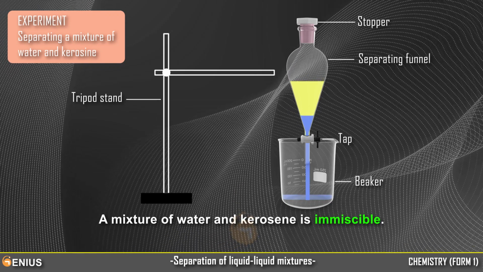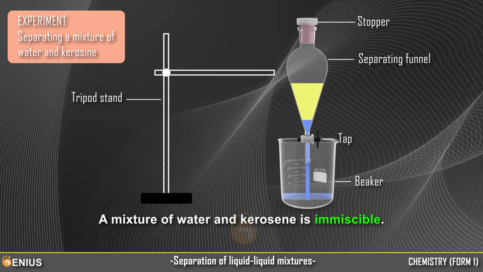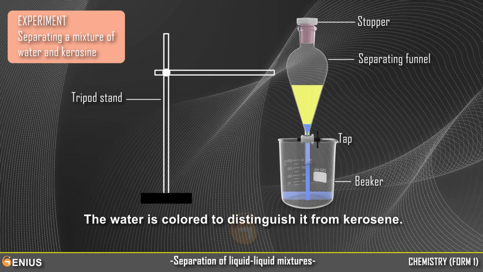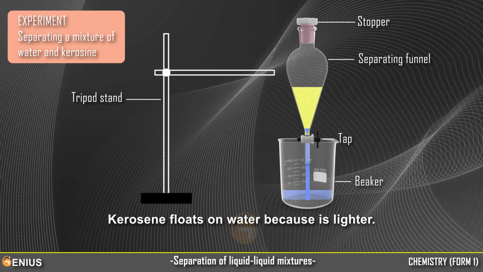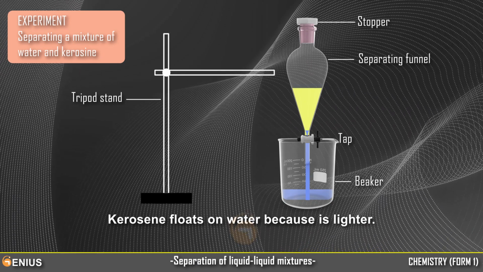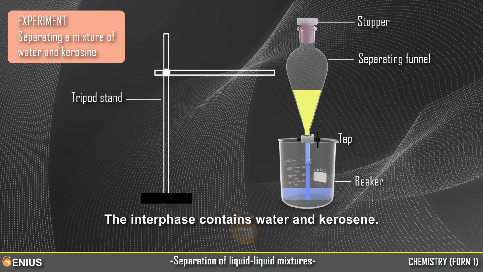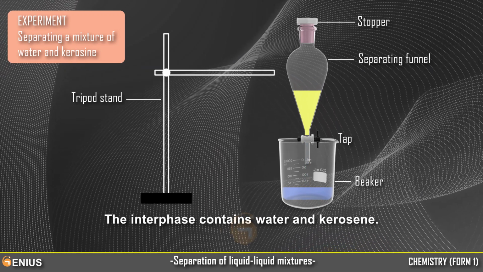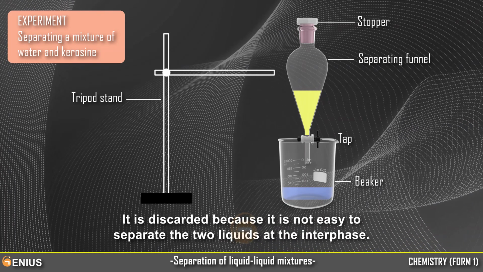A mixture of water and kerosene is immiscible. The water is colored to distinguish it from kerosene. Kerosene floats on water because it's lighter. The interface contains water and kerosene. It is discarded because it is not easy to separate the two liquids at the interface.